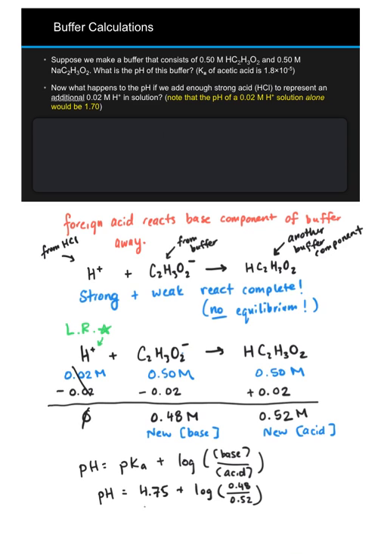If we carry out this calculation, we end up with a pH that's equal to 4.71. What this tells us is that our buffer's pH has not changed appreciably. It was 4.75 before we added hydrochloric acid to it. The pH of the hydrochloric acid that we added was 1.70, and the addition of that hydrochloric acid only changed the buffer's pH by 0.04 pH units.